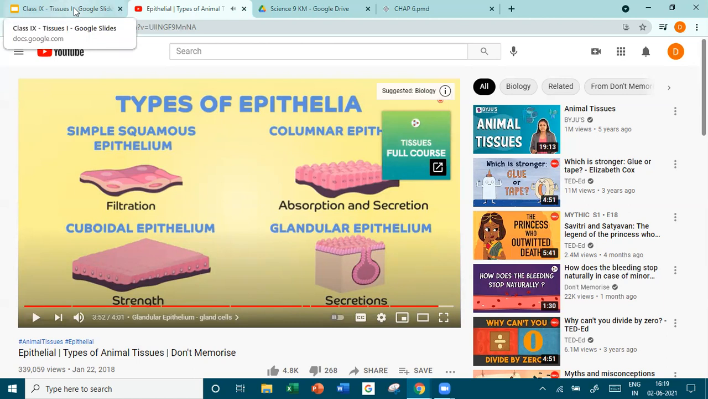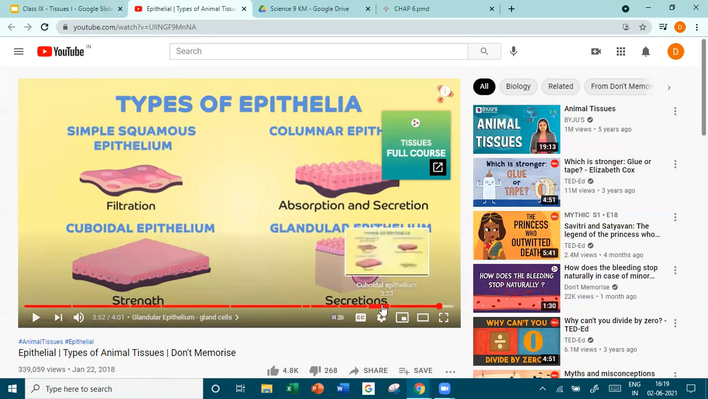Right, so here they try to explain it using the function, right? The ones which help in filtration will be simple squamous, the ones which help in absorption and secretion will be columnar, right? The ones which help in giving strength would be cuboidal, and the ones which are secreting substances would be glandular, right?